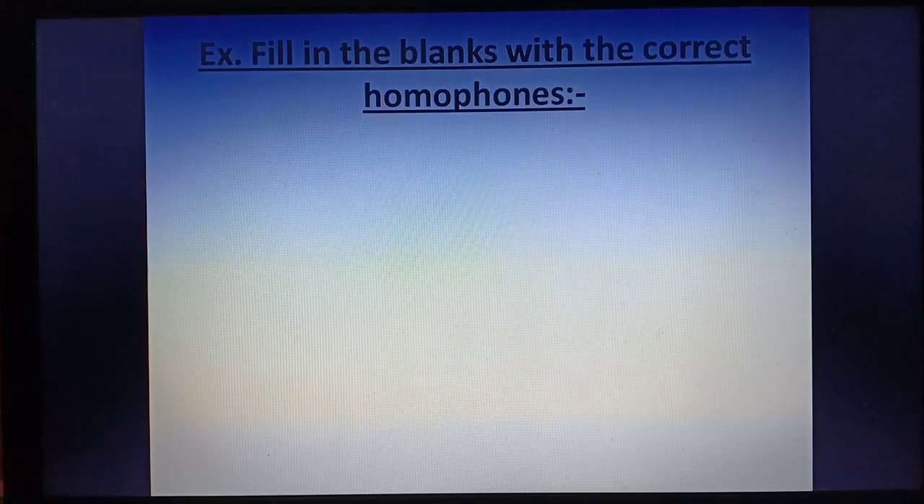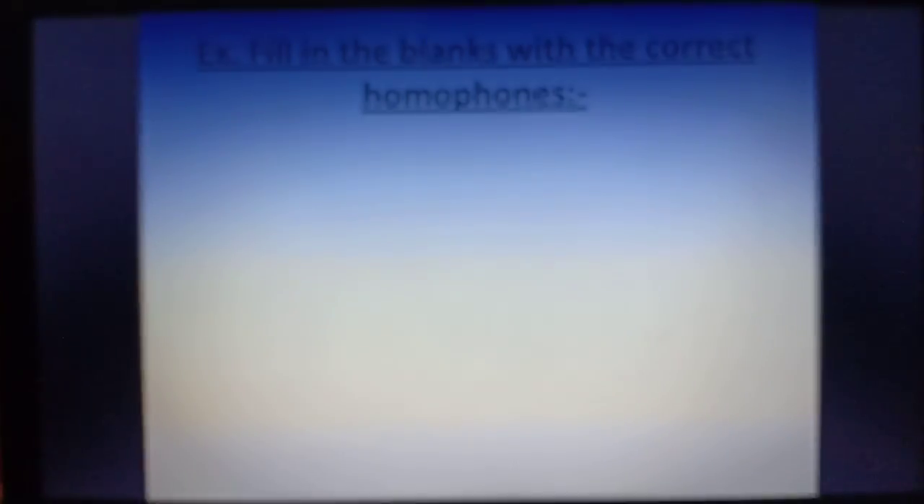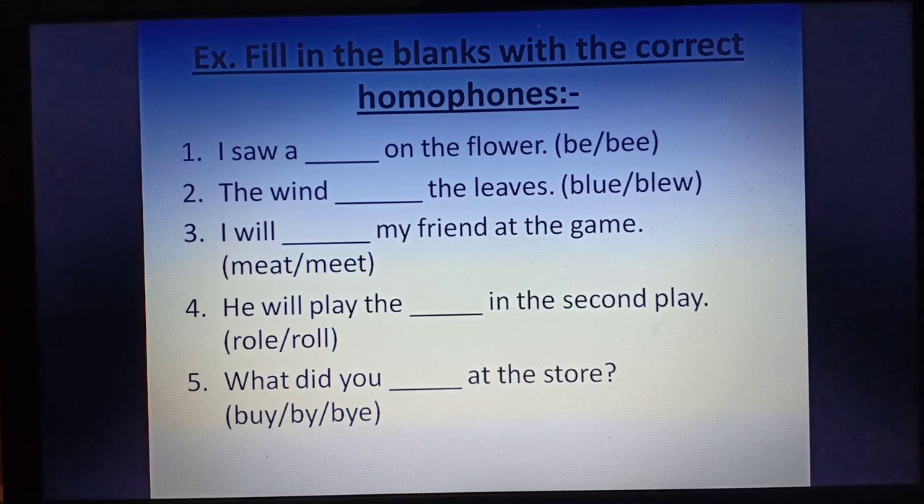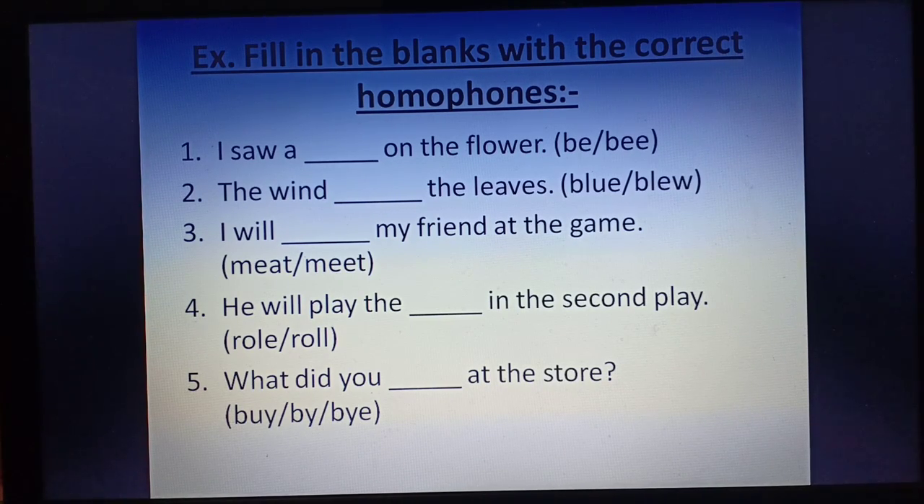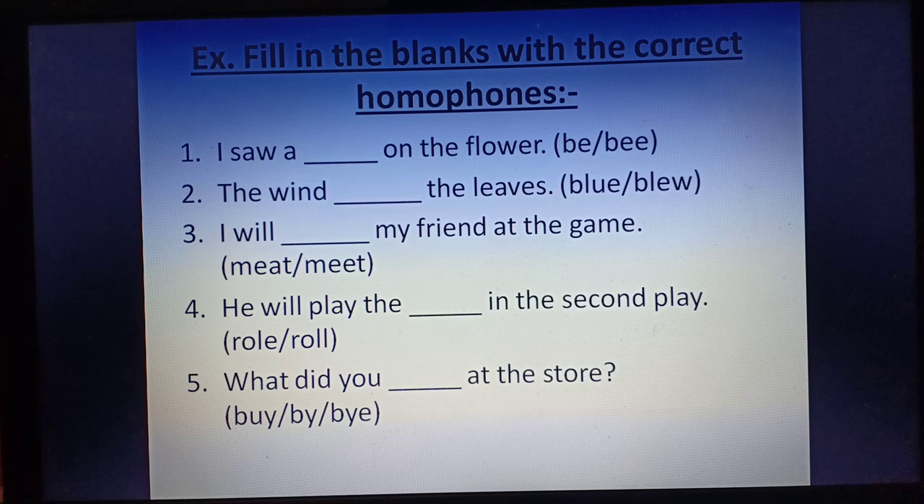Now the next exercise, let's see what we have. Fill in the blanks with the correct homophones. See, number 1: I saw a dash on the flower. The options are BEB or BEE. And the correct answer is BEE. I saw a bee on the flower. Number 2: the wind dash the leaves. BLUE, blue, or BLEW, blue. And the correct answer is BLEW, blew.